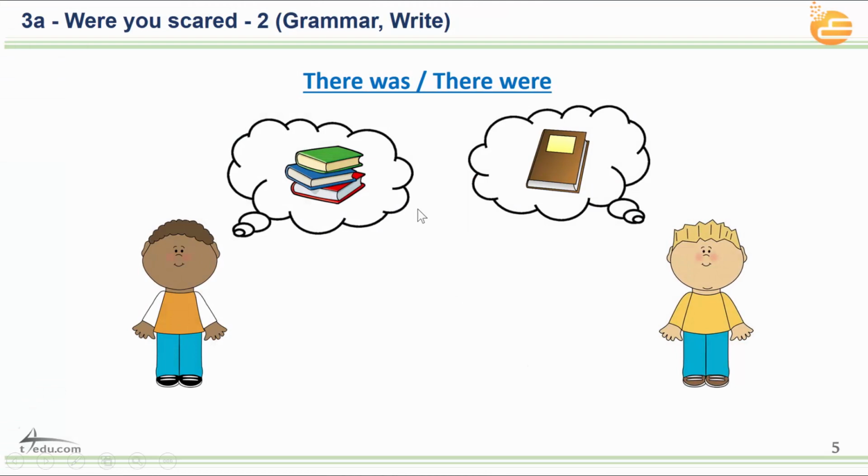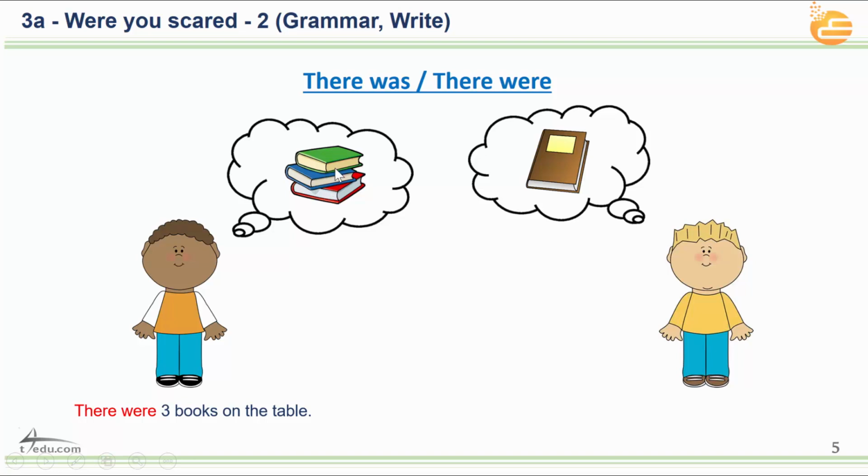Okay, very nice. Now we will talk about there was and there were. It's very easy. As we said before, was with the singular and were with the plural. If I have only one thing, I should say there was. If I have more than one, 2, 3, 4, 5, I will say there were. Let's take an example. This boy, he wants to talk about 3 books on the table. He will say, there were 3 books on the table.